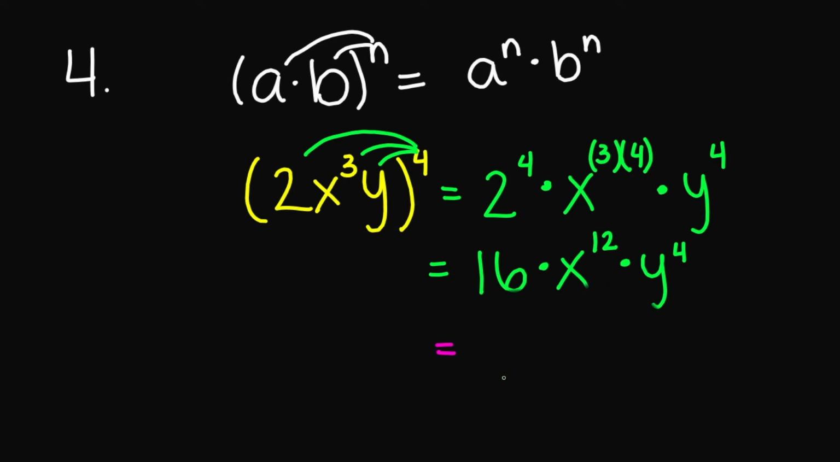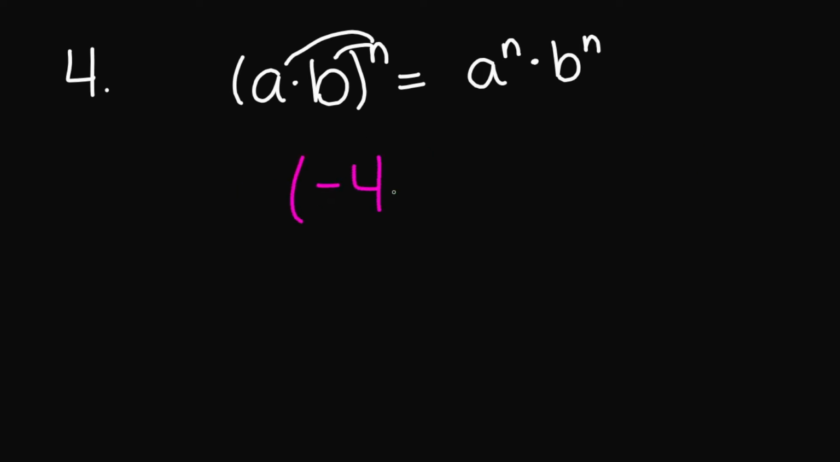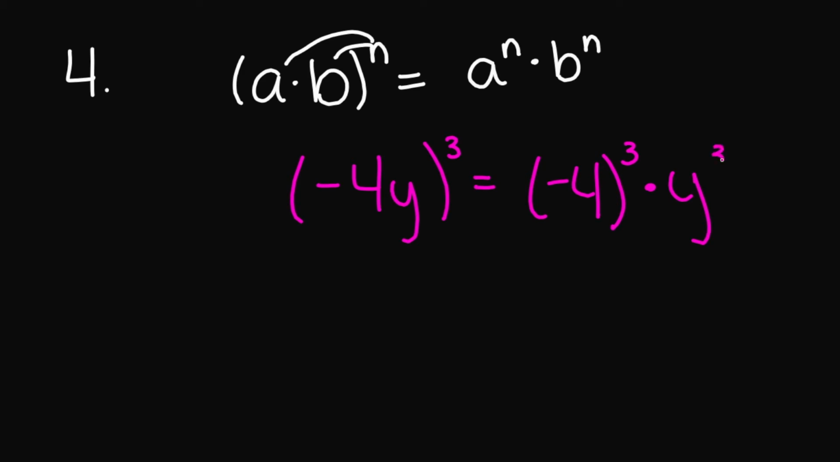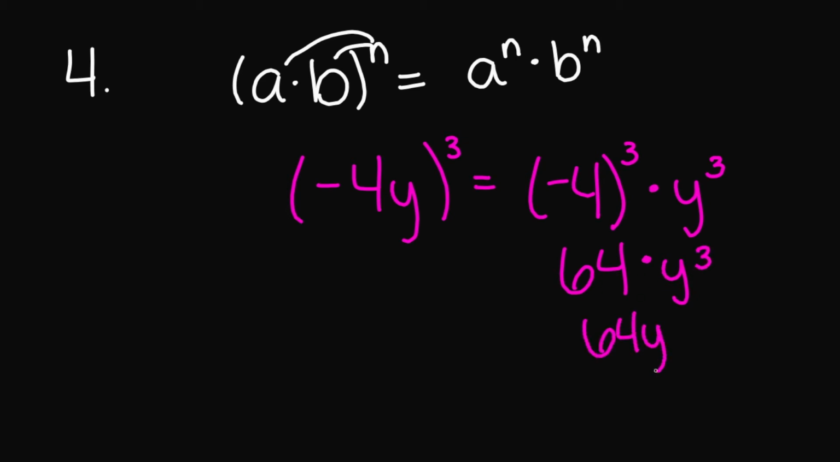Since I cannot simplify any further, I'm going to be left with 16x to the 12th power times y to the 4th power. So let's try negative 4y to the 3rd power. I'm going to do the same thing here. So we have negative 4 raised to the 3rd power times y to the 3rd. Negative 4 cubed is going to give us negative 64 times y cubed, so you're going to get negative 64y cubed as your final answer.